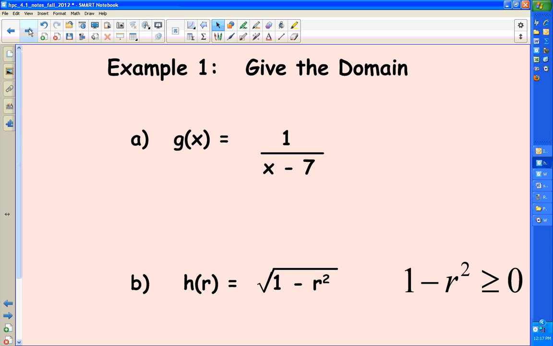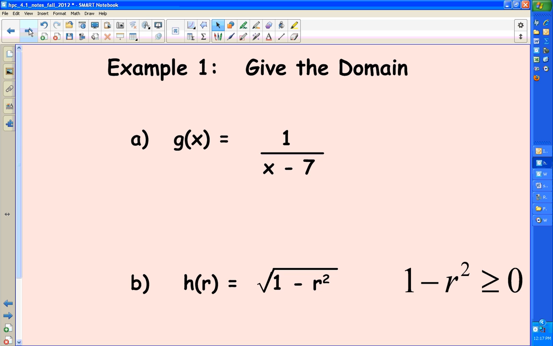Now, what are we going to do when we have something like this? I just want to know what the domain is. So if you look at the function g of x equals 1 over x minus 7, what is preventing a domain value from being used? It's going to be where the denominator becomes 0. So what value of x makes the denominator 0? Good, 7, very good.